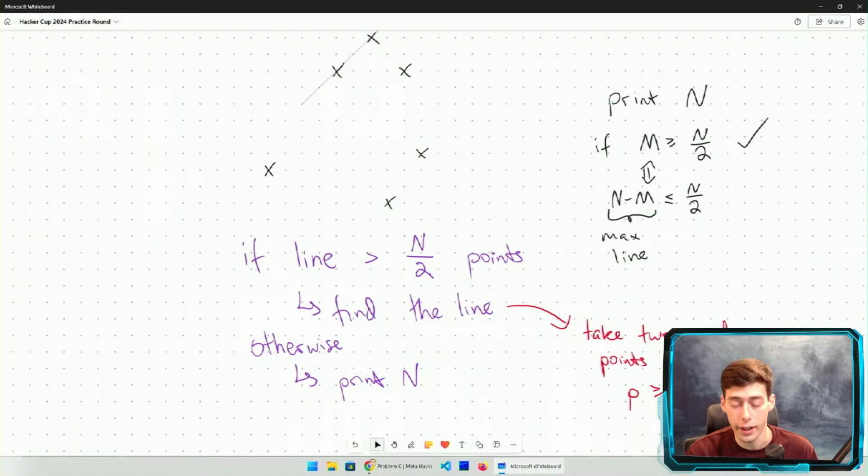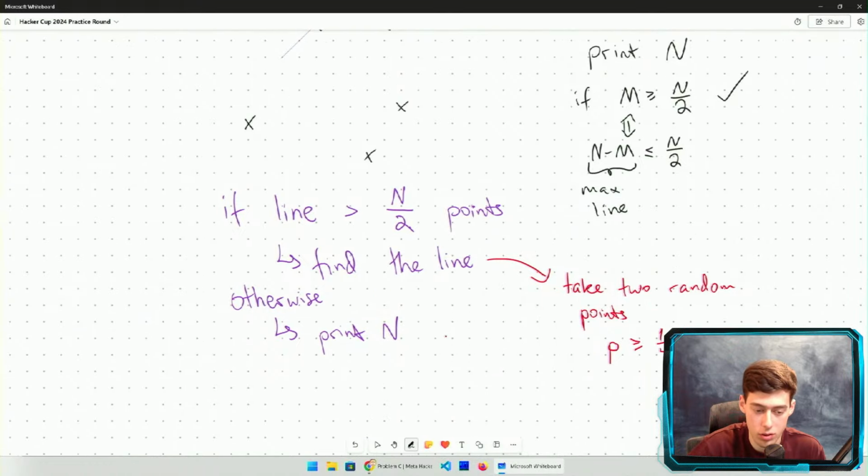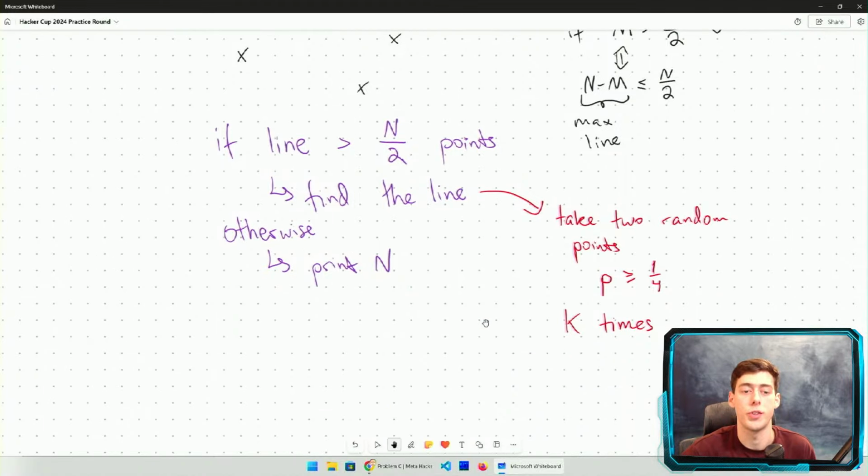So if we just do this repeatedly and consider all the lines that those pairs of points define, we could take a pair of random points. That pair defines a line. Go through all the points, check how many of all the points are on the line, and we do that, let's say, k times. Take a pair, go through all the points, check how many are on the same line. We do that k times. And now we consider the line that we found with the most points on it.